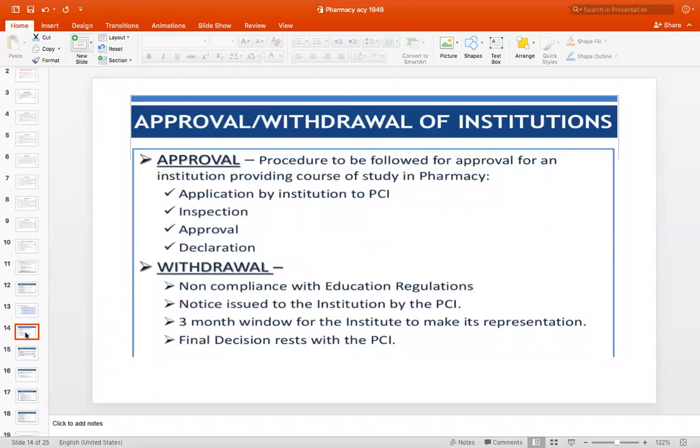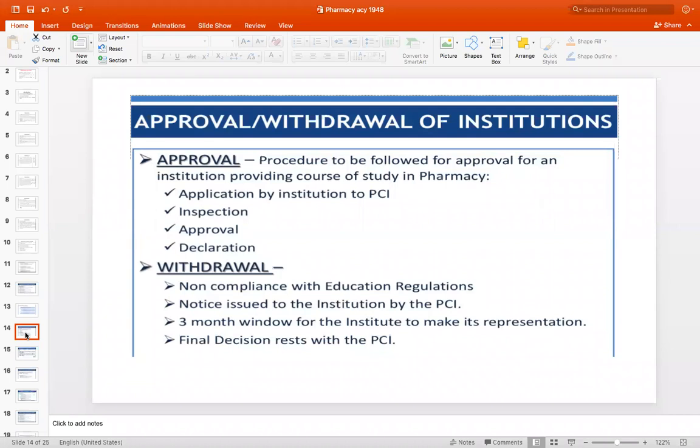So first the institution applies to PCI. We request PCI to come and inspect us. Then they will give the approval and then declaration. Sometimes even withdrawal happens. When is that? Non-compliance with education regulation. If you are not competent enough, if you are not fulfilling the requirements of PCI, if you are poor in following the regulations made by PCI, then there is a possibility of withdrawal.